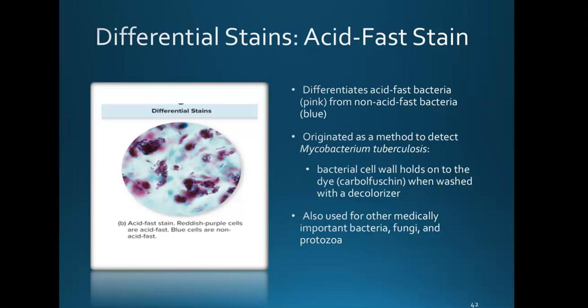Then the slide is cooled, it's washed with water, and then it's treated with an acid alcohol to decolorize it, which removes the red stain from some of the bacteria that are not acid-fast. And then you use a counterstain of methylene blue. So in the image you can see blue and pink or reddish colors as well. The acid-fast microorganisms retain the pink color from the carbolfuchsin, so they'll be pinkish or reddish, and the non-acid-fast bacteria are going to be blue in color. So once again, it's a type of differential stain. It helps us to differentiate between the bacteria that are on our slide.